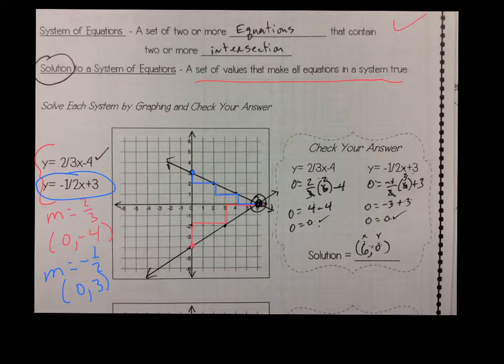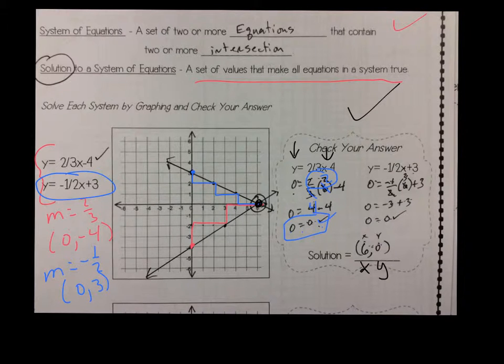Now, one of the other things you have to do is check your answer. And how do you check your answer? Well, your x value is 6, your y value is 0, and you plug it into both equations. Notice I plugged in a 0 for y, and I plugged in a 6 for x. So that's going to be 0 equals 2/3 times 6. The 3 goes into the 6 2 times. Then you multiply these two together. So 2 times 2 is 4. So you get 4 minus 4, which is 0. And you notice that this side is equal to this side. So that checks out.